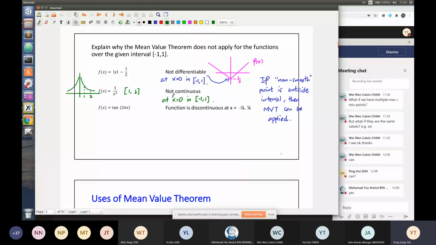All right? Okay, so get this idea, all right? If the non-differentiability or the non-continuity appears inside the interval, then it violates the use of the MVT.